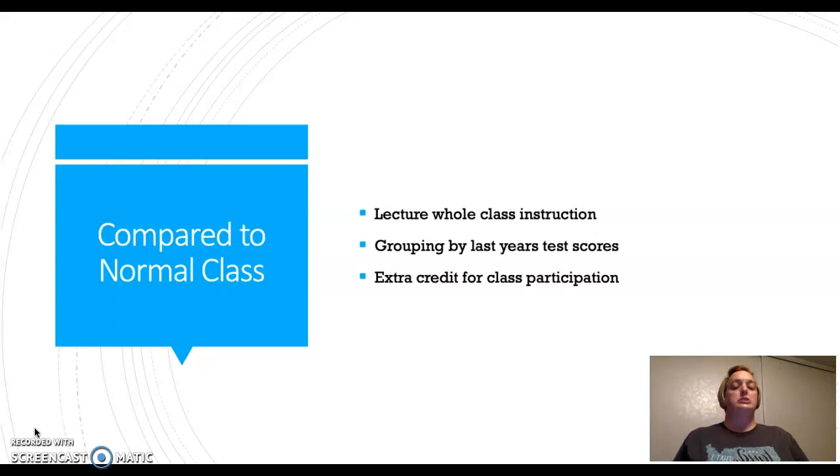And some teachers also group them by last year's test scores. Well, they may have changed over the summer or into this year, and they may have gained more knowledge or they may have lost knowledge. So grouping them by last year's test scores is not a good thing. You have to test them as they go along to find out what areas need to be taken care of, and not just taken care of, but what areas need to be worked on as well. What areas we need to focus on and everything.